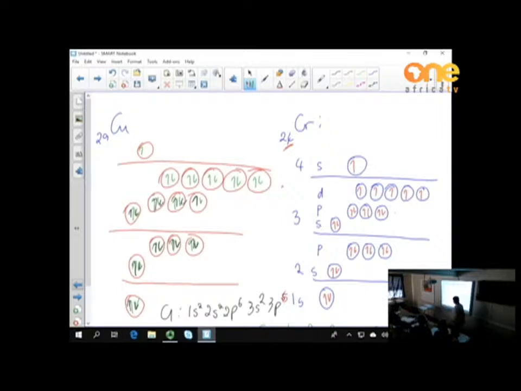Argon will have a filled outer shell. I'm going to do it on this one, using a different color, black. How many electrons does argon have? 18. So it goes 1, 2, 3, up to 18. Why does argon not want to make chemical bonds? It's got a filled outer shell.